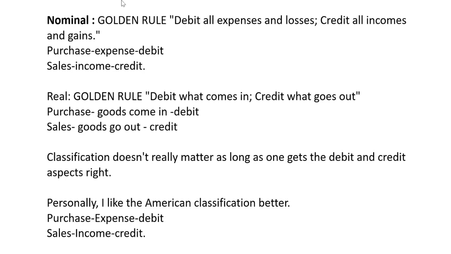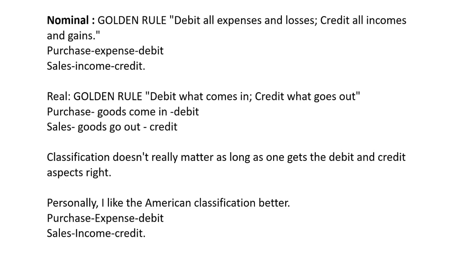Both ways we have considered and checked: purchase is always debit, and sale is always credit in both cases. In the nominal case, purchase debit, sale credit. In the real case, purchase debit, sale credit. This is not going to change. The journal entry is not going to change, but our interpretation is going to change. Our thinking is going to change.